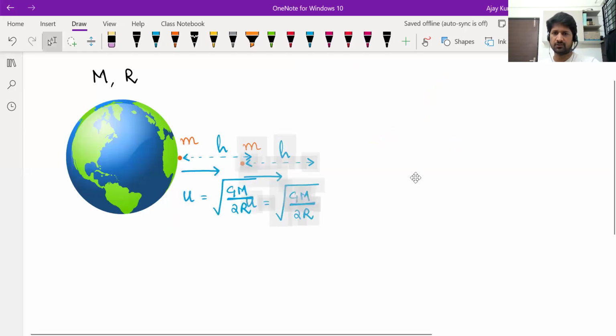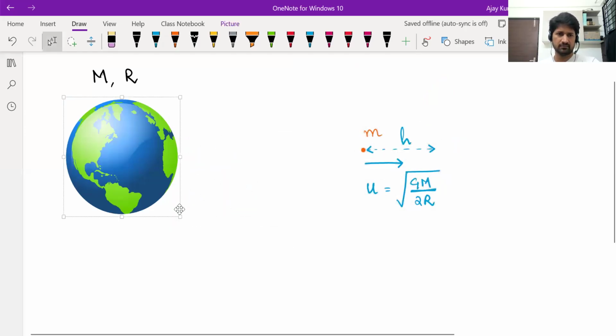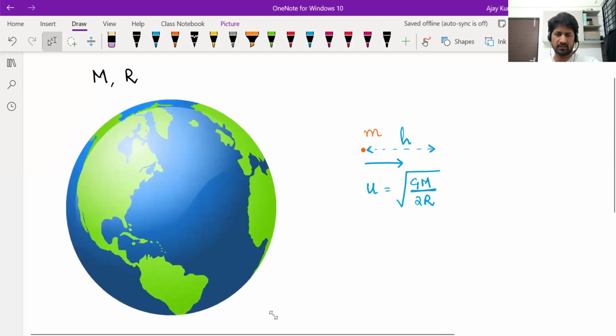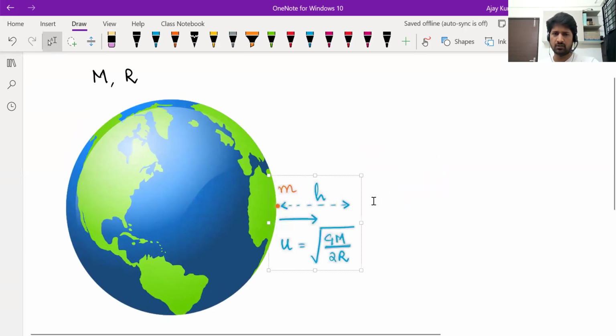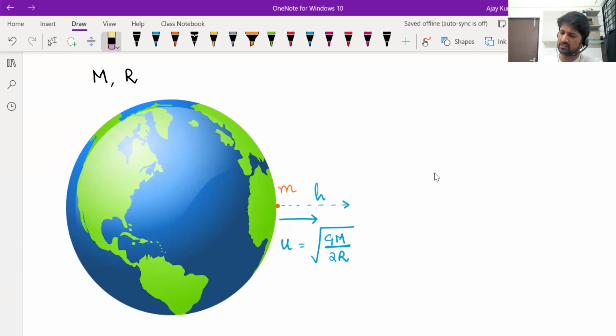Fine. Let's just visualize this a little better. I'll take a bigger picture of the planet. The particle is projected exactly from the surface of the planet with a speed under root 2GM by R. So to what maximum height is it going to rise above the surface of the planet? See, as the object goes farther and farther from the planet, it becomes slower and slower, and at some distance it will stop. Okay, so the final velocity is 0.